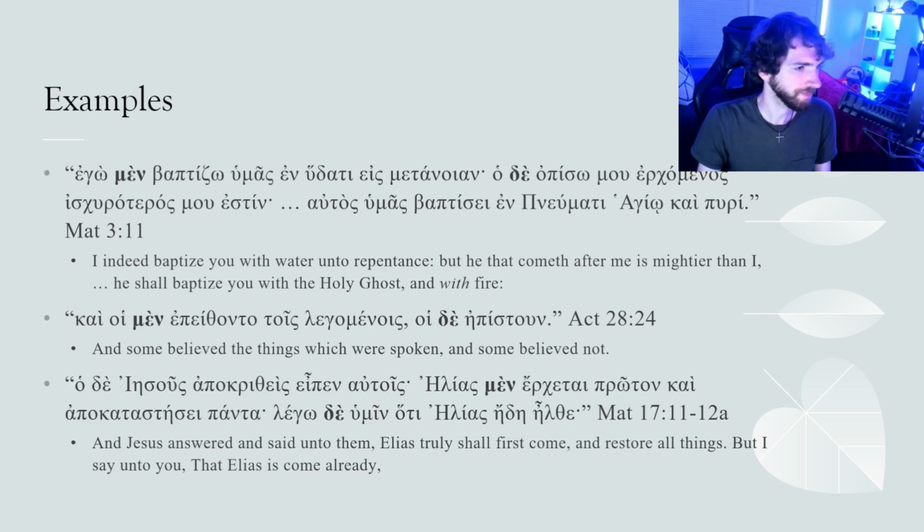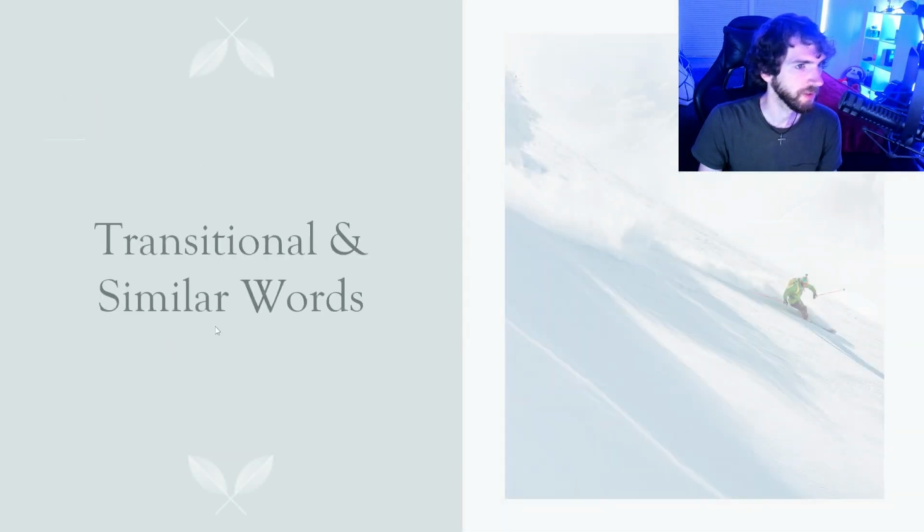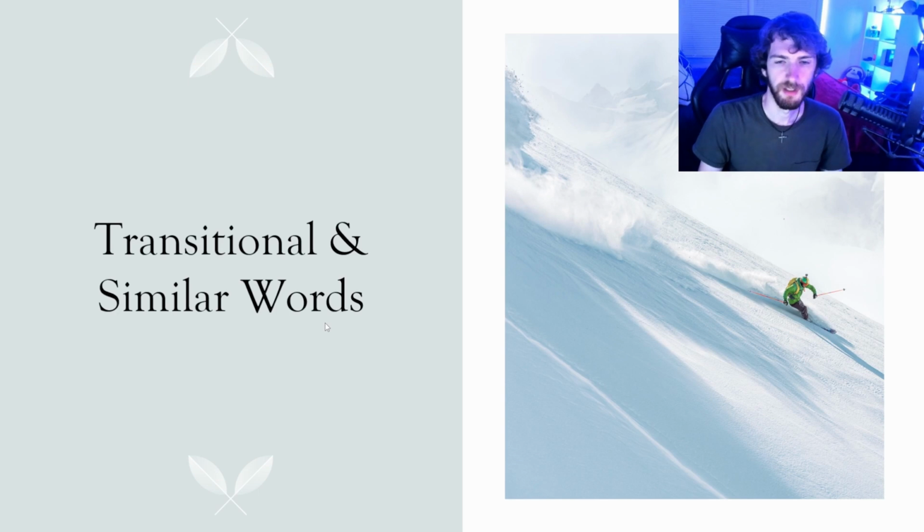Some didn't. Elias men erchetai. So that is Elijah, on the one hand, is coming first and will restore all things. On the other hand, lego humin, on the other hand, I say unto you that Elijah has already come. So those are some examples of syntactical differences you'll find between modern and biblical Greek.